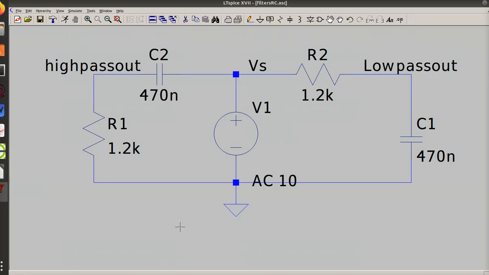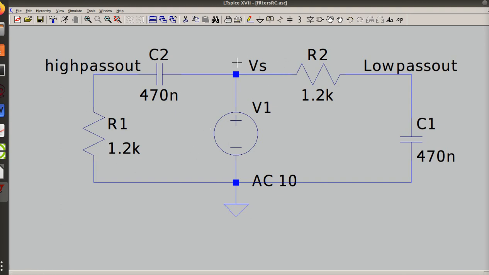So this is what I did. I took my 1.2K resistor and I took my 470 nano farad capacitor. And if I look at one side at a time, from the power supply here to the right, this is the low pass configuration. So it's resistor and then capacitor. If I look from here to the left, this is my high pass configuration.